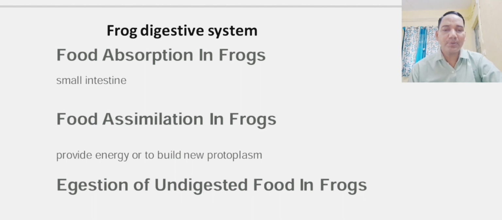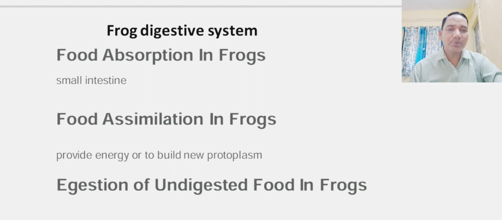Now, assimilation in frog. Different cells from the blood take the amount of different digested food required, either to be used to provide energy or to be built into new protoplasm. This is assimilation. The conversion of the digested food into new protoplasm is brought about with the vitamins and the mineral salts going to form part of the protoplasm.